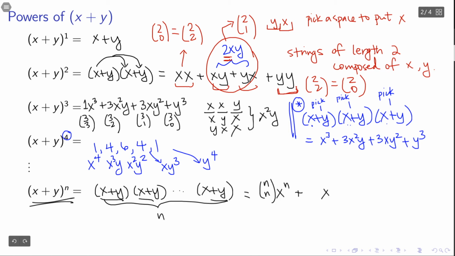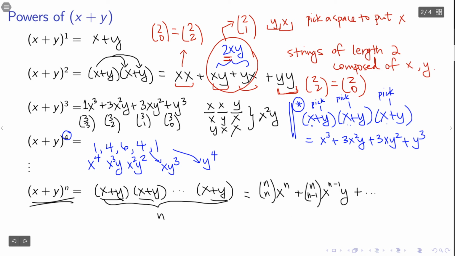How about the next term, which is x to the n minus 1 times y? Right, so if we pick 1 y and n minus 1 x's, how many ways are there to do so? Well, now it's n choose n minus 1. Right, so among these n terms, let's pick n minus 1 of them to give us x's. And so on and so forth.